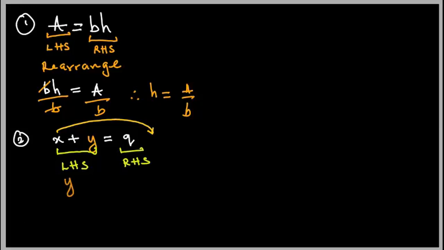And over to the other side, I will have just Q. Since I'm moving X, it is positive. There's a positive sign that is invisible at the side here. So once it crosses over, it becomes negative X. And this is our answer for this question. And that's all.